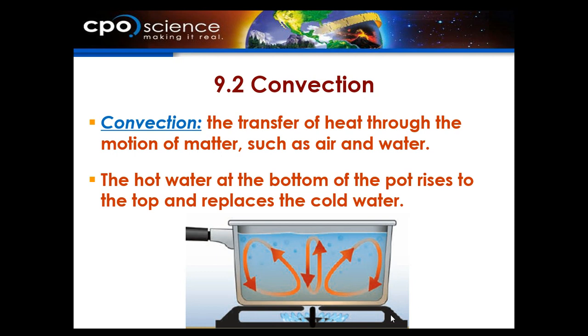That also happens in our atmosphere. We have a circular motion of wind, and so we have areas of high wind and low wind, and that's the convection. That is due to convection cells. Transfer of heat through the motion of matter, such as air and water.